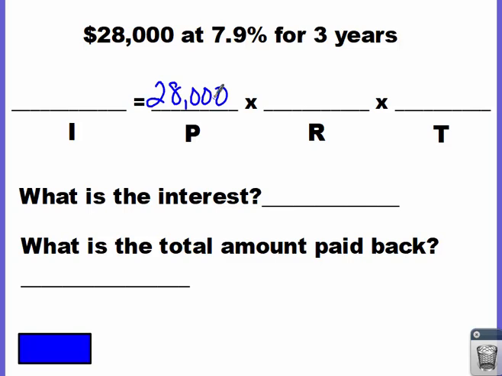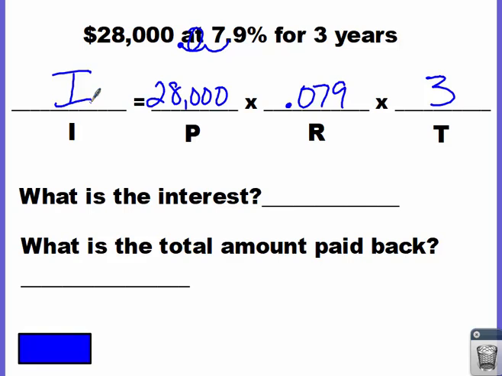Our interest rate is always going to come in the form of a percentage, and in order to do the math, I need to convert that percent to a decimal. If you remember correctly, all you have to do is move the decimal 2 places to the left, add any zeros that you might need for empty spaces, and then take off the percent sign. So our percent would be 0.079. And then our time, or our term, in this particular case, is going to be 3 years. So the part that's missing here is the interest.